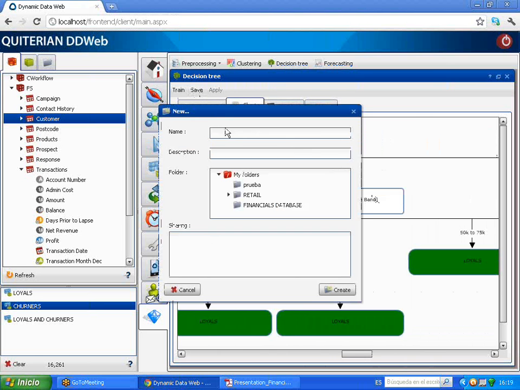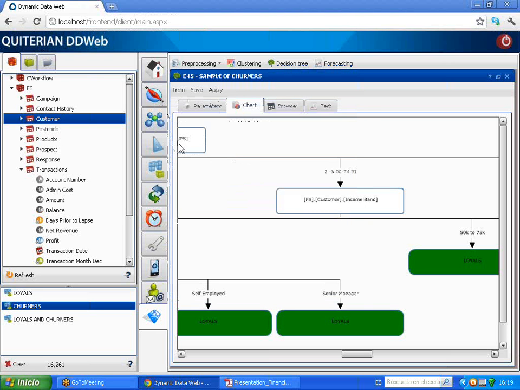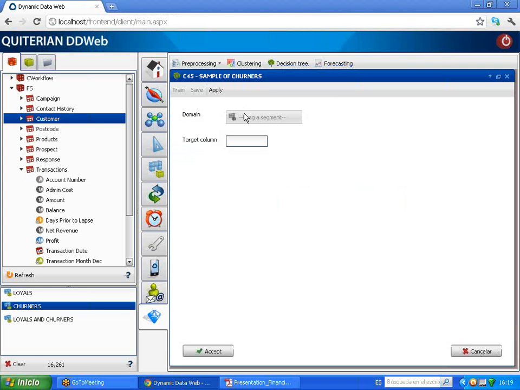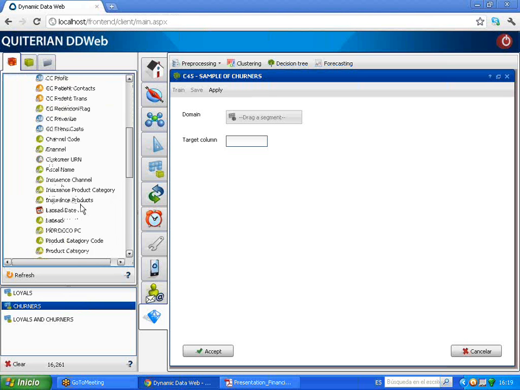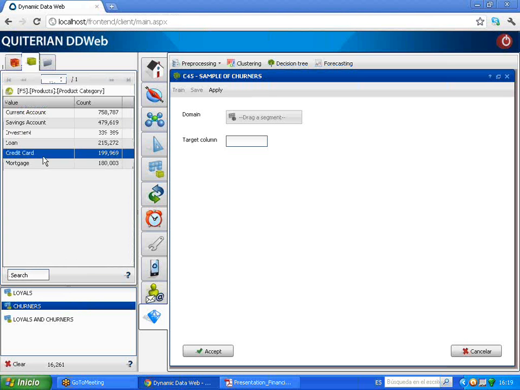Of course, you can save this decision tree, let's say as sample of churns, and you can use it for the nice thing that it's, okay, I want to know who is going to become loyal or churner due to this model that I have now. Well, it's very easy. You only need to apply it to a new group of people. I want to know about my customers that have credit cards, and I want to have a classification of them, but only if they become loyal or churners.